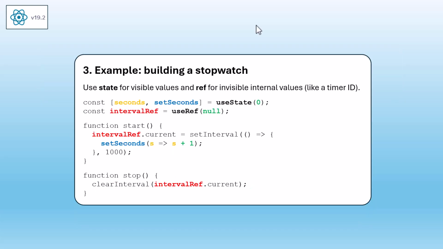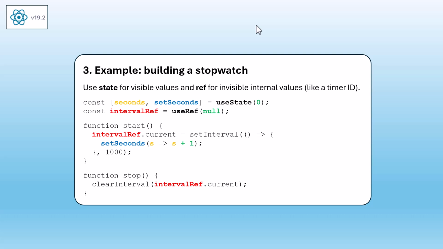3. Example, building a stopwatch. Next, let's illustrate a practical scenario. Imagine building a stopwatch. You'll want to track when the stopwatch started, how much time has passed, maybe a timer ID if you're using intervals. Some of that information is needed to render the elapsed time, so it belongs in state, but some information, like the interval identifier, doesn't need to appear in the UI.